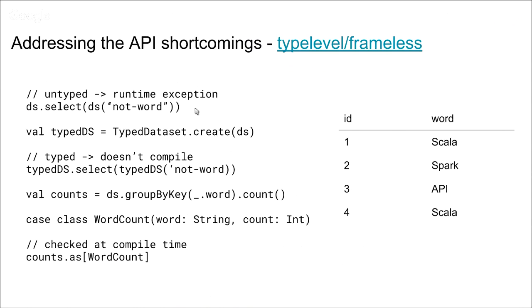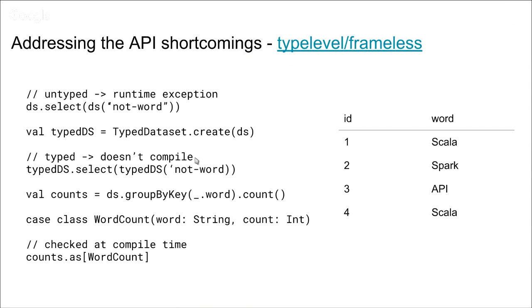It's easy to create a typed dataset. You just have to pass your dataset as an argument, and what you're able to do next is that every operation you can think of will be checked at compile time. So you cannot reference columns that do not exist or anything like that. For example, here we're trying to select the not word column, and since it doesn't exist in the dataset, it won't compile. So you save quite a lot of time, since you won't have to run your Spark job to find out that you've made a mistake.